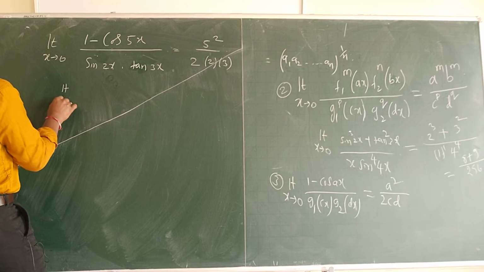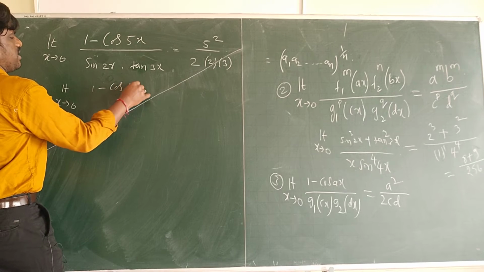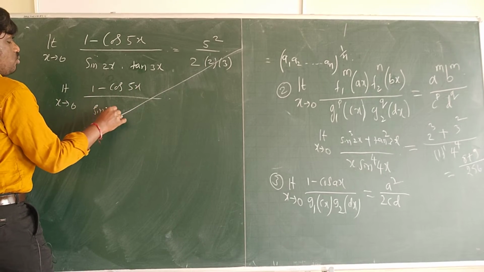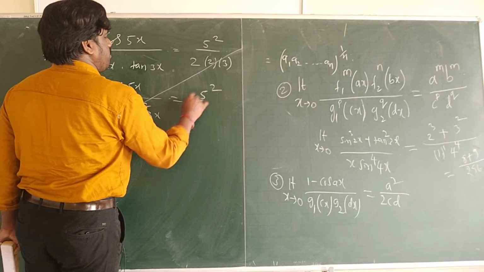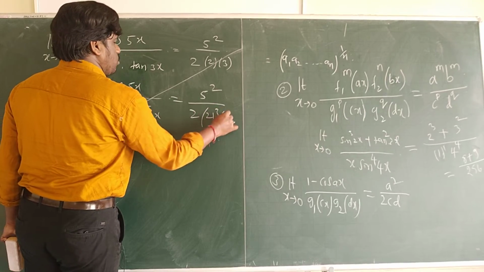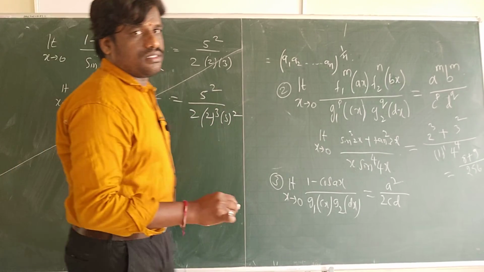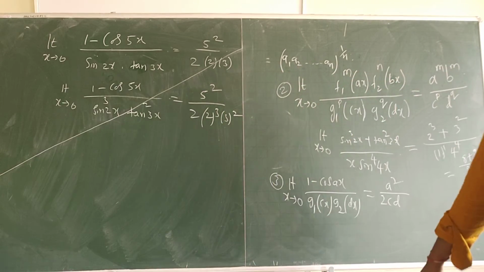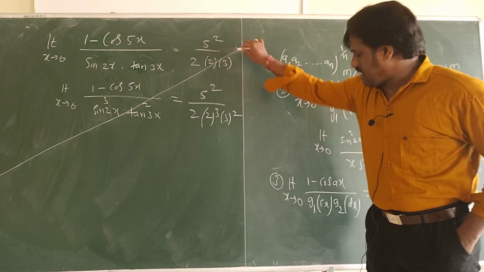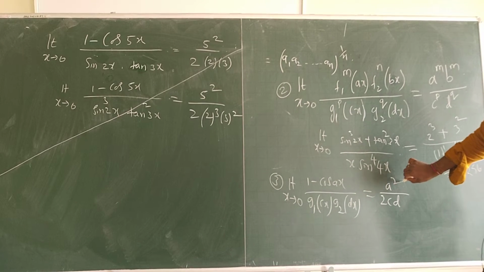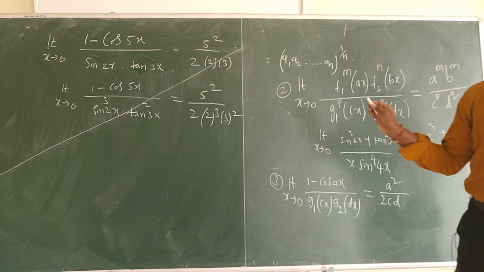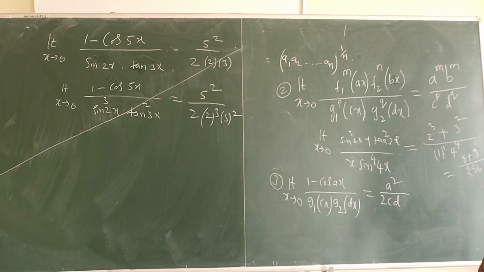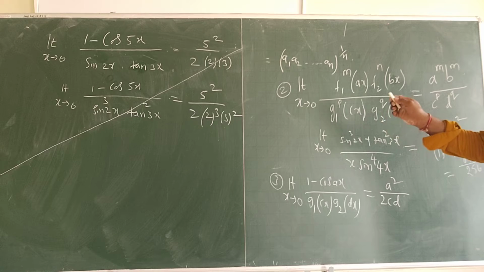But you have the answer. The question is like this: 1 minus cos 5x by sine 2x cube, or tan square. Then the answer you will get is 5 square by 2 into 2 cube into 3 square. When you have it this way, you can check it. The answer will be a square by 2cd, so 5 square by 2 into c into d. Like this you can use the shortcut in limits. Understood now? Third example understood? First and second understood?